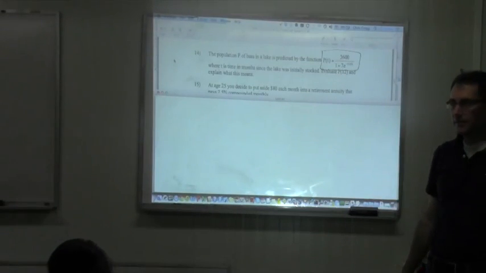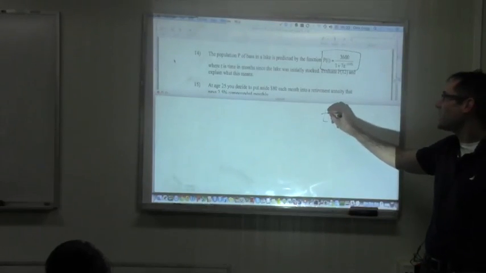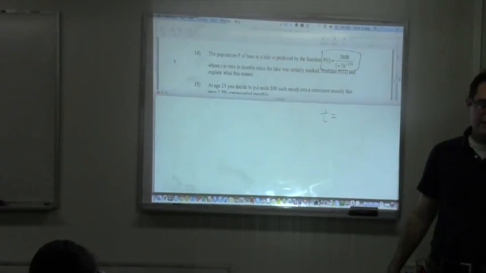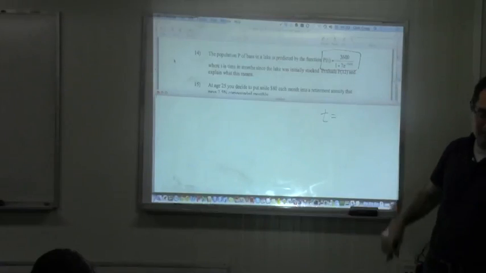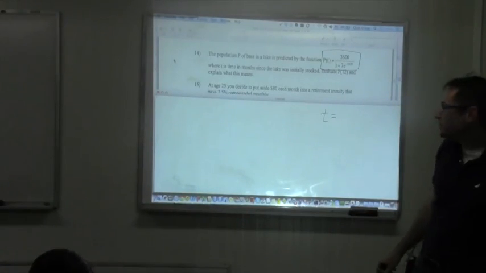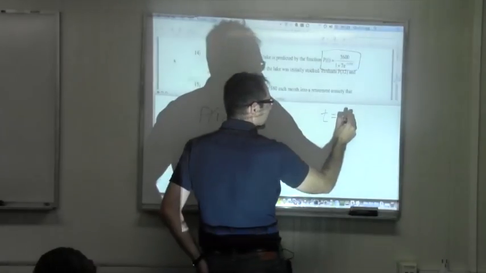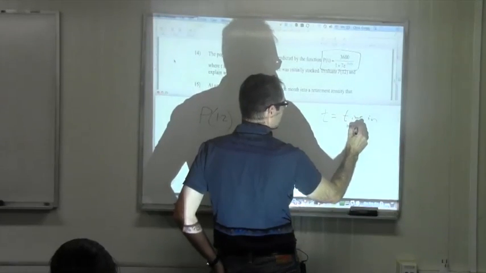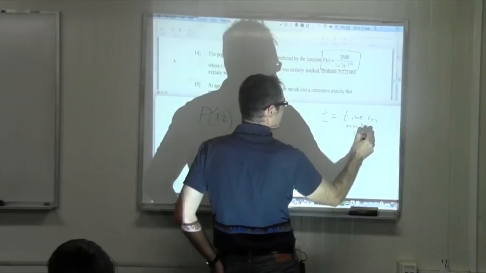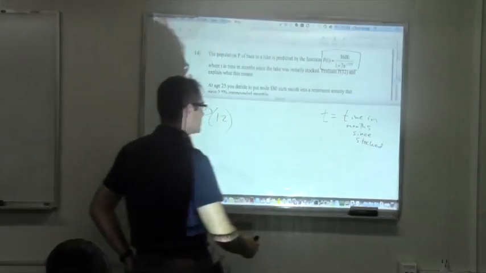How do you do that in the calculator? Good question. Well, first of all, t is the time in months since the lake was stocked. In other words, they put a bunch of fish in the lake, and the fish increased using this formula. And it says evaluate P of 12. P of 12, where t is the time in months since it was stocked.